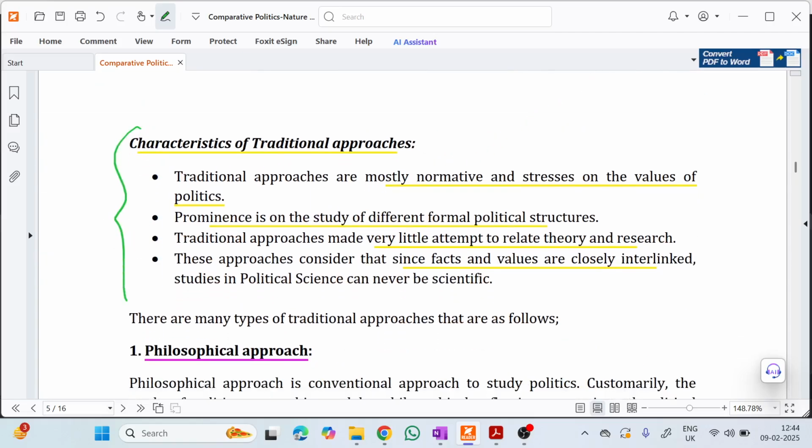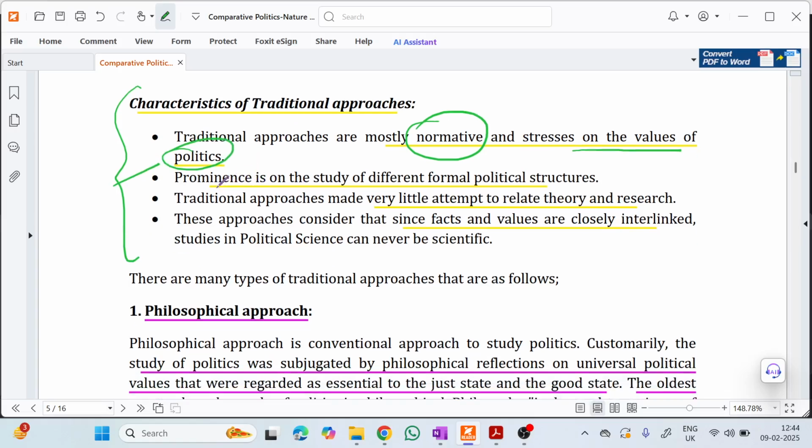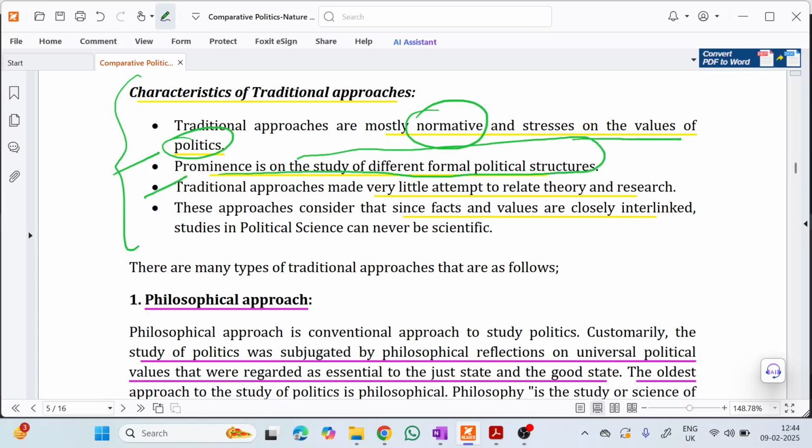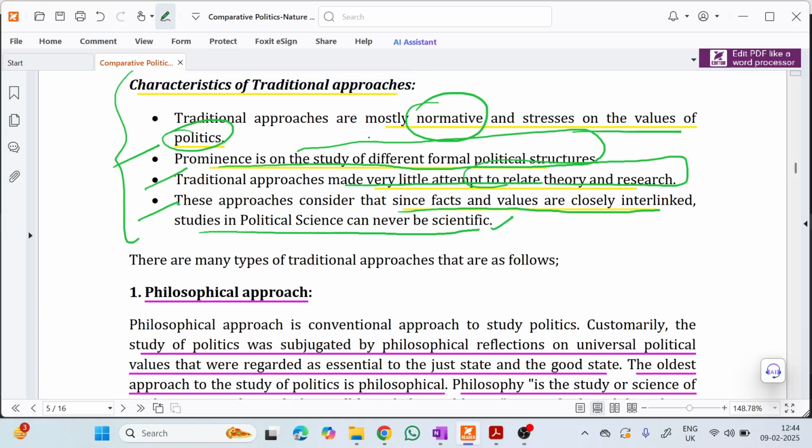Then the characteristics of traditional approaches are normative and they stress the value of politics. Then prominence is on the study of different formal political structures. Then they made very little attempt to relate theory and research. And then they consider, since facts and values are closely interlinked, studies in political science can never be scientific. So these are the major characteristics of traditional approaches, and I don't think you need further explanation on any of these sentences.